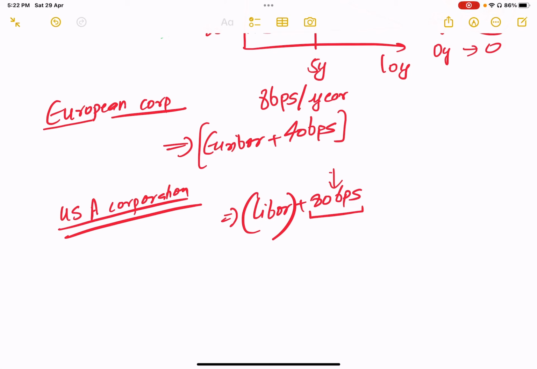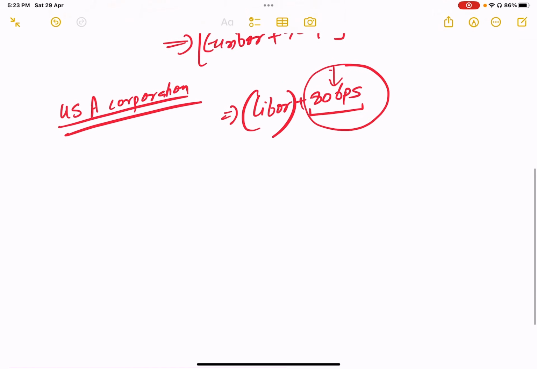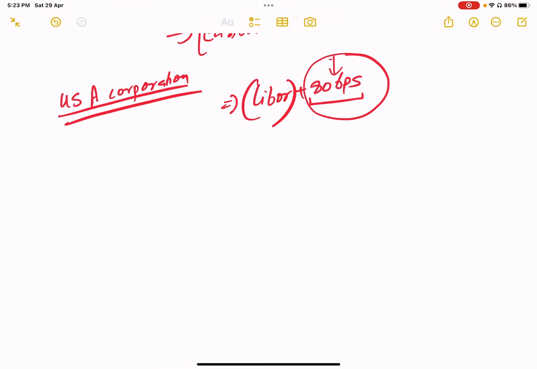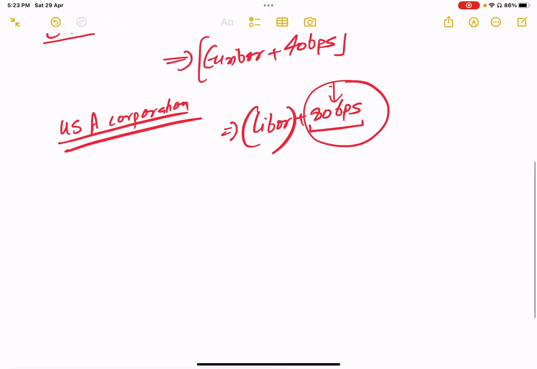Now I want to take advantage. Maybe I don't want to pay plus 80. I want to see if I can reduce this number. How can I reduce this number? What I will do is, maybe in Europe, I issue the note, and let's say this is my issuance.